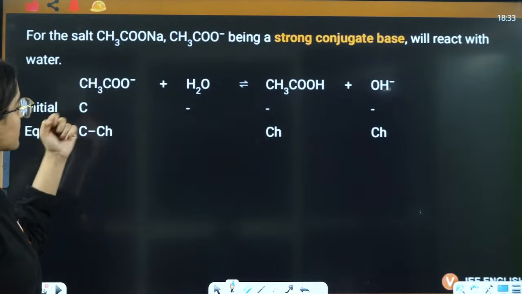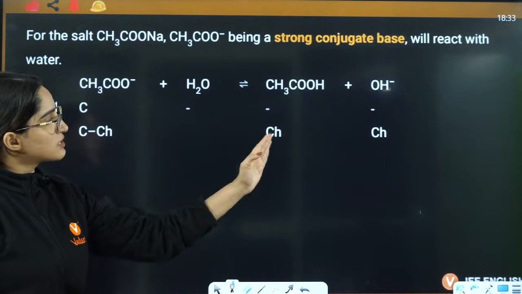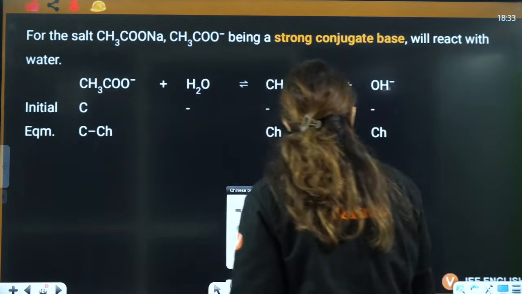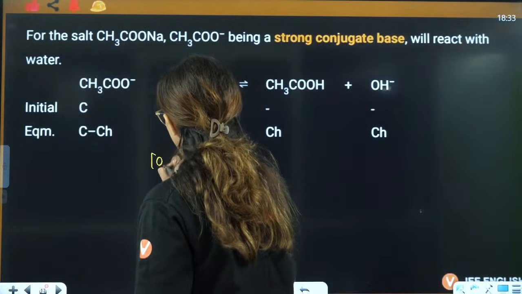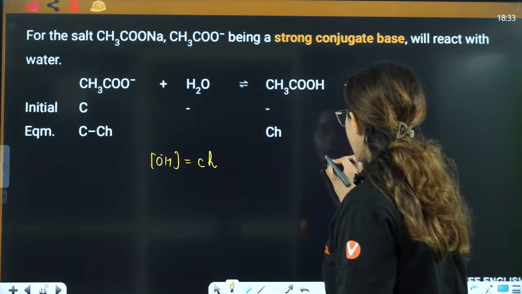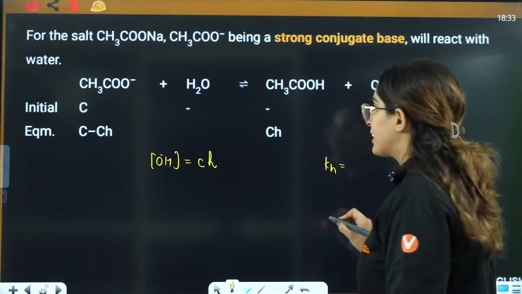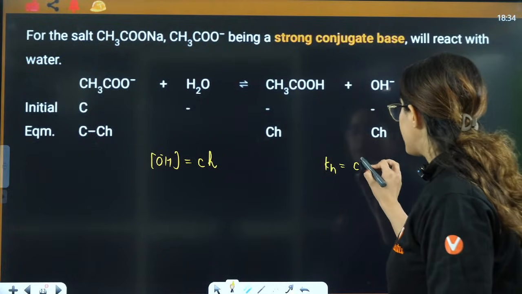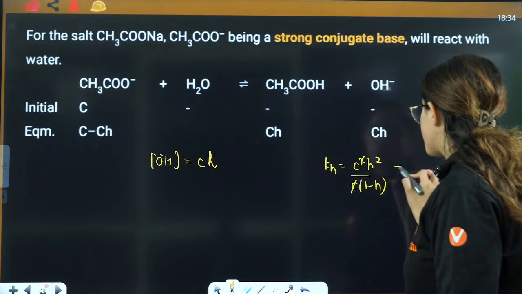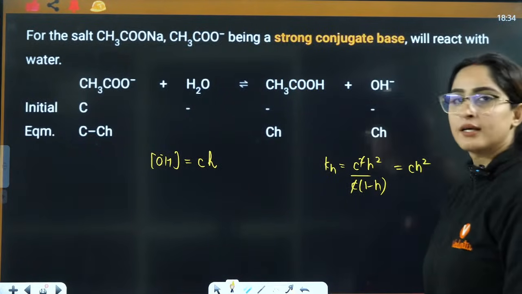Everything is the same. Initial is C, then C minus Ch, Ch and Ch. So here, if you see, OH negative concentration is C into h. And what is the value of Kh? That is nothing but Kh is equal to C square h square over C into 1 minus h, that will correspond to Ch square, right?